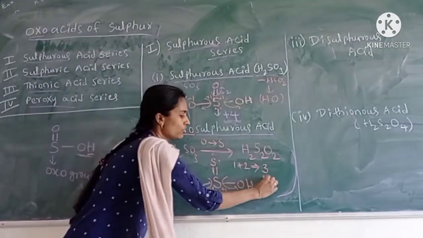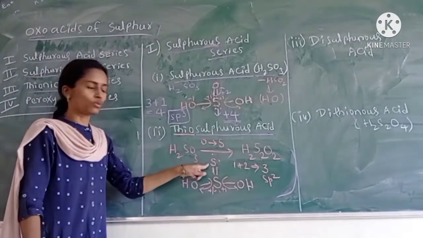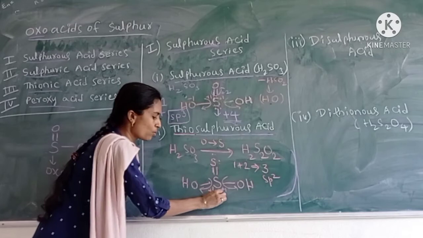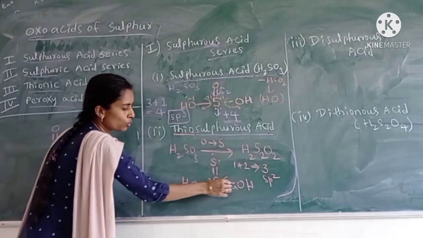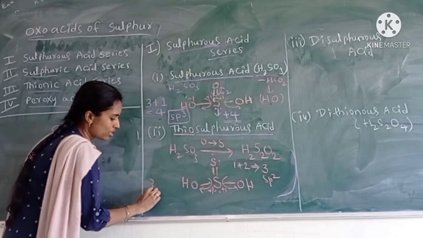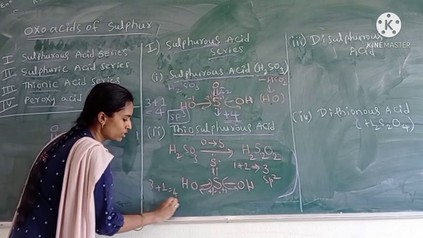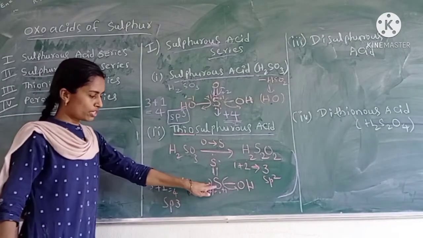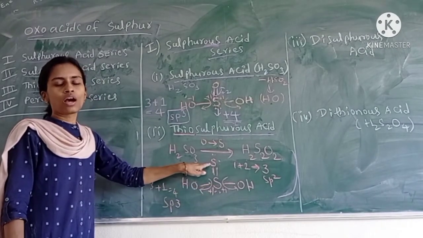So 3 means hybridization is sp2. And this sulfur has 1 lone pair, right? And how many sigma bonds? 1, 2, 3. So 3 sigma bonds plus 1 lone pair. So total 4 means hybridization is sp3. So this sulfur is in sp3 hybridization and this sulfur is in sp2 hybridization.